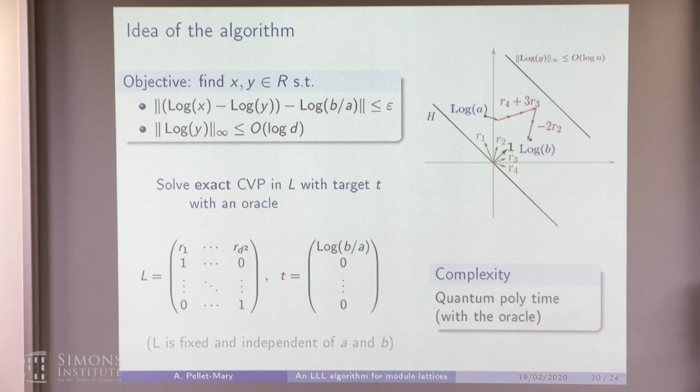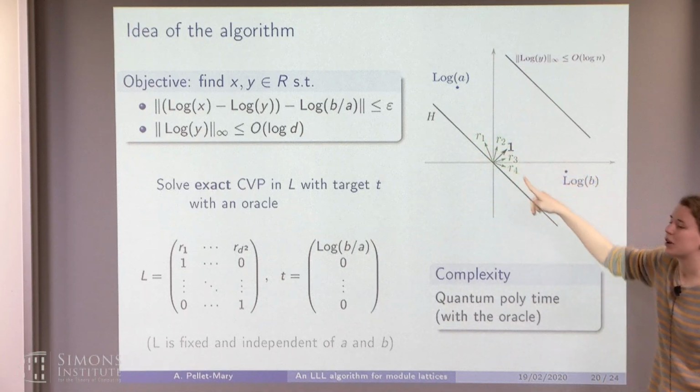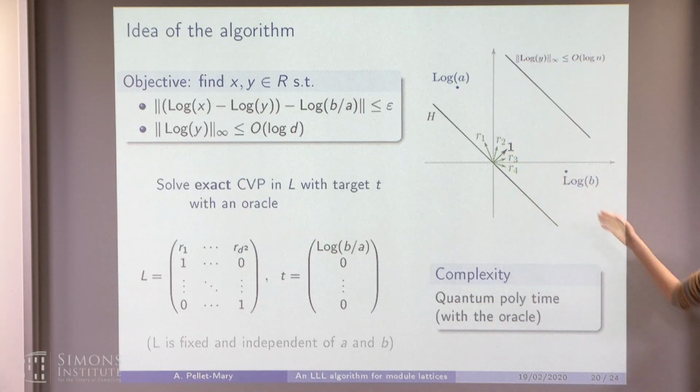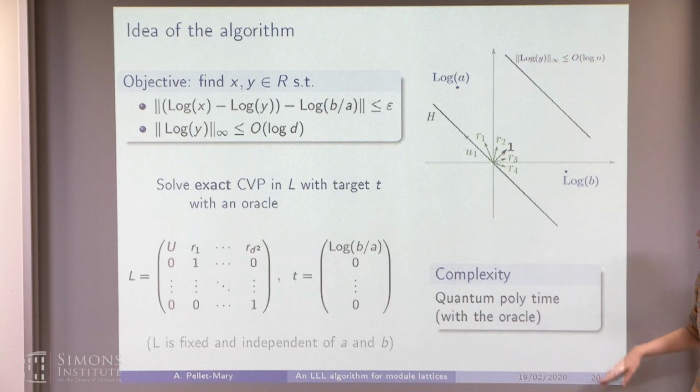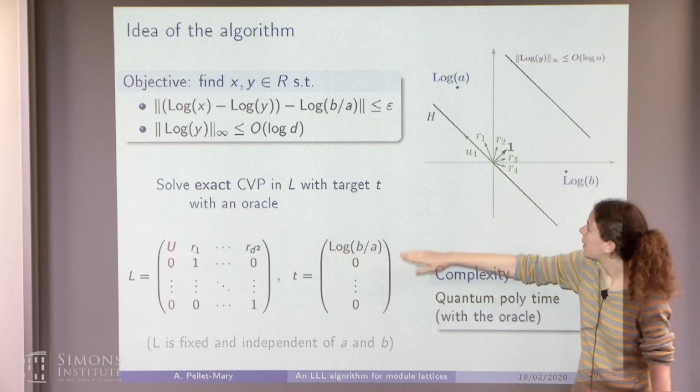Let me just mention one more subtlety. Here the picture was nice, but what if A and B are super far away? I'm going to need to use a lot of short vectors to go from log A to log B because they are far apart. That's in fact not a problem, because we have some units in H, so I can use them for free.